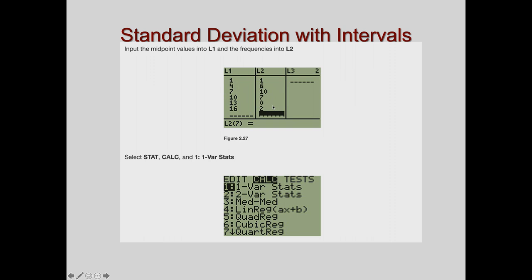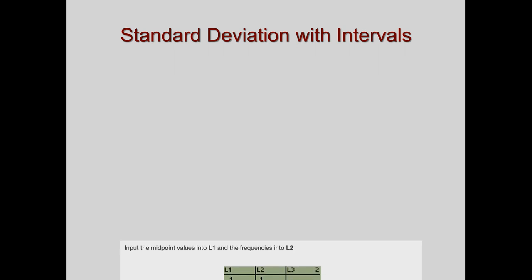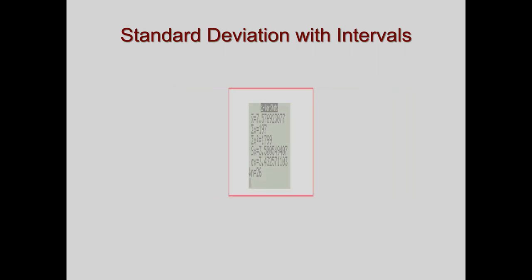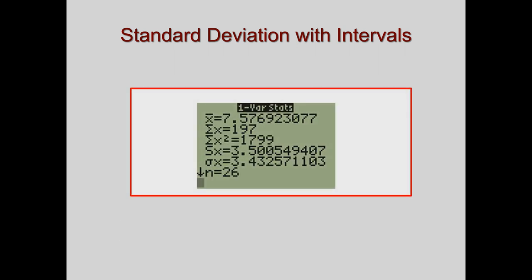And then, just like before, you go to one variable stats, because it really is only one variable. The frequency is not a second variable. The frequency is how many of the only variable, which is the first one. So I hit one variable stats, and when I do that, I get this. That x bar, 7.5769, and so on, the sum of the x's, the sum of the x squareds, and so on and so forth. That tells you the standard deviation is about 3.5.